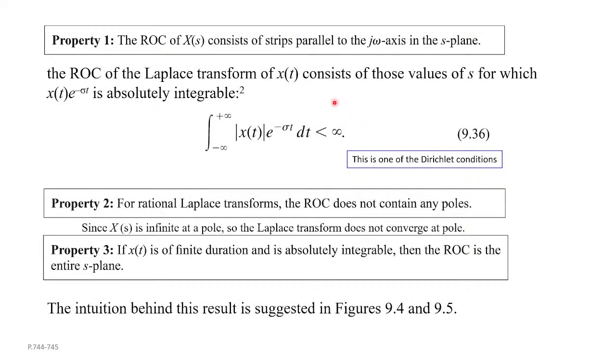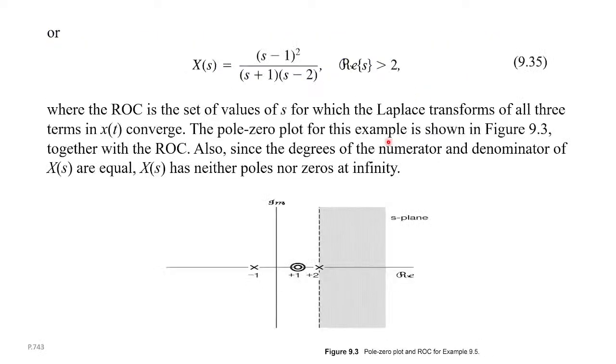So now let's talk about the region of convergence. Hopefully it's intuitive from what we have seen. So the first property is the most important property. The region of convergence is going to consist of strips parallel to the j omega axis in the s-plane. Okay. So although we already see the s-plane, we are now seeing the s-plane as strips.